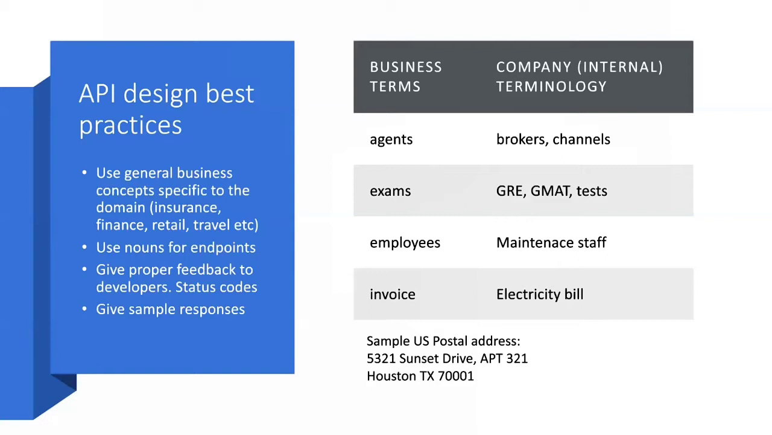Try to use nouns as much as possible, because I'll be going over this concept in the next few slides, but there's a concept called resources and collections. A resource is a unit of a record. For instance, employee would be a resource, and a collection would be employees, which is a list of employees. It is easier to pluralize a noun, so it's a best practice to use a noun here.